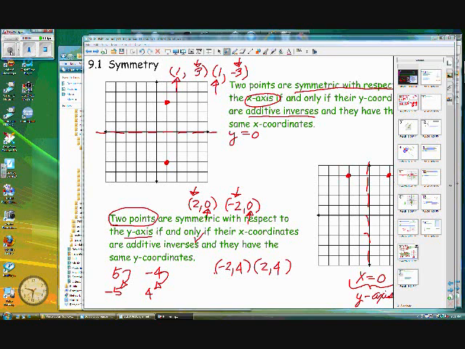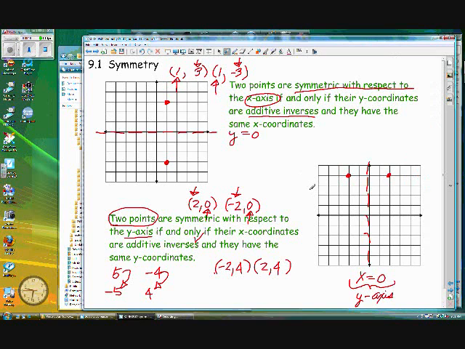Back again for part 2 of symmetry. Here's where we left off. We were talking about being able to recognize if 2 points were symmetric with respect to the x-axis. If they are, then their x-coordinates will be identical and their y-coordinates will be additive inverses. So that's with respect to the x-axis symmetry. With respect to the y-axis, you can recognize those points because their y-coordinates will be identical and their x-coordinates will be additive inverses.